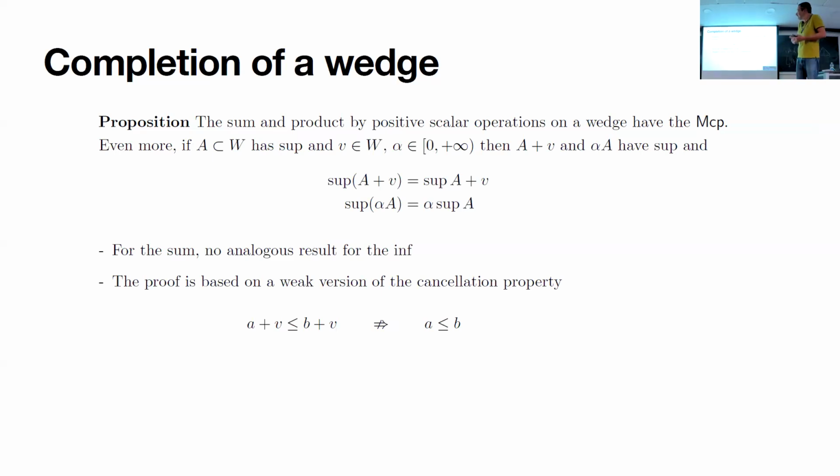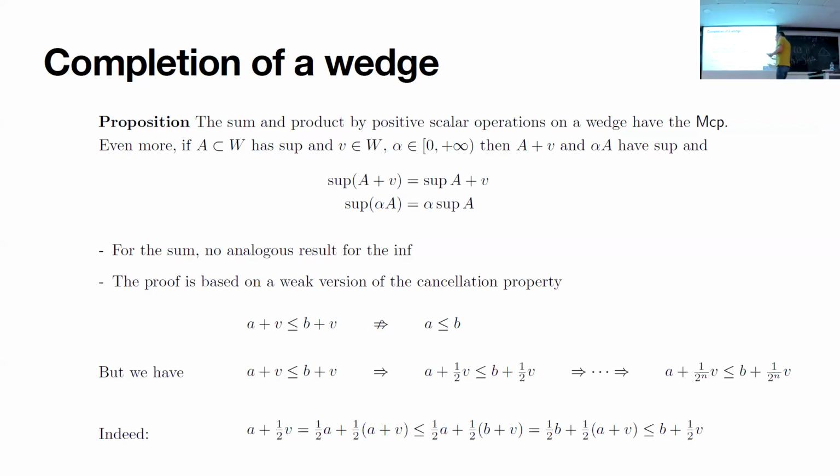Okay. But still, what is there is a weak version of the cancellation property. So you can cancel most of this guy that you added. So A plus B less or equal than C plus B implies that A plus half of B is less or equal than C plus half of B. This is still true. And of course, if you continue, you can basically remove most of the B, and that's sufficient for your proof.